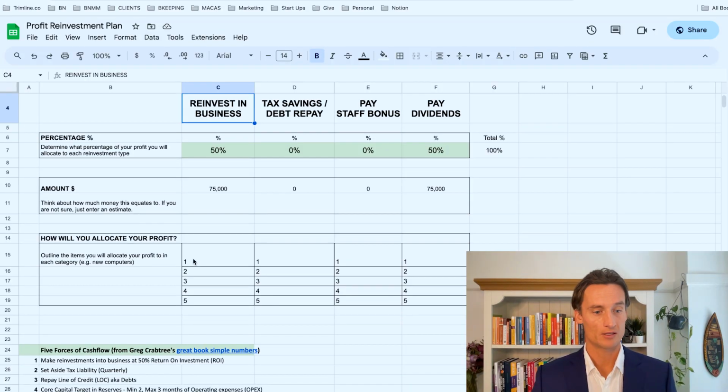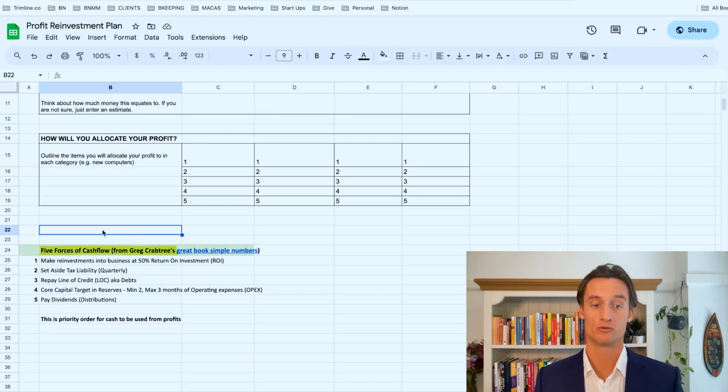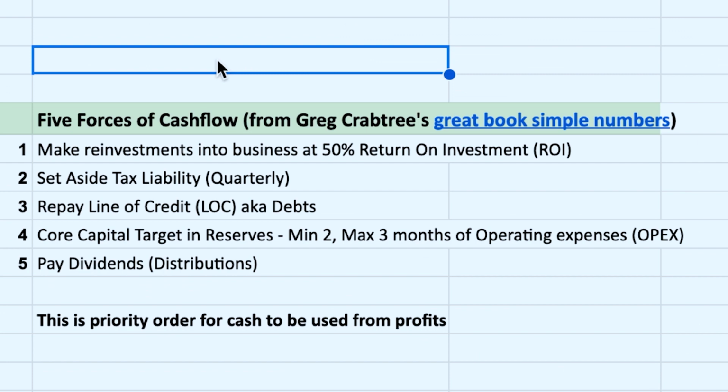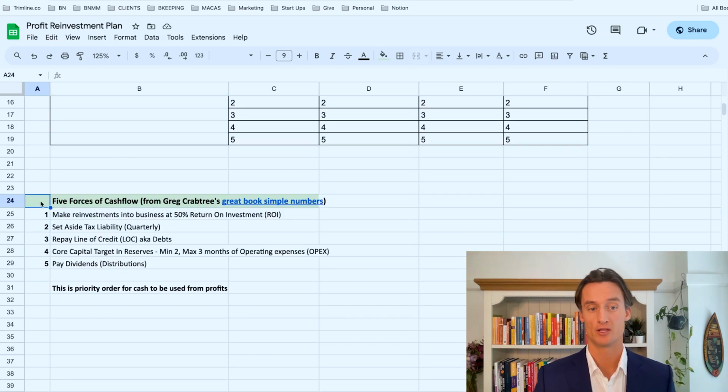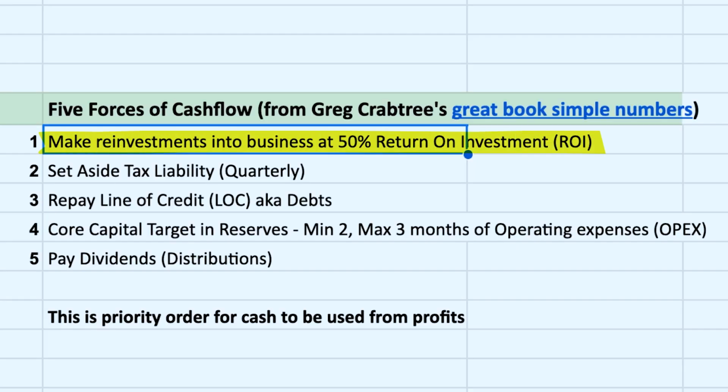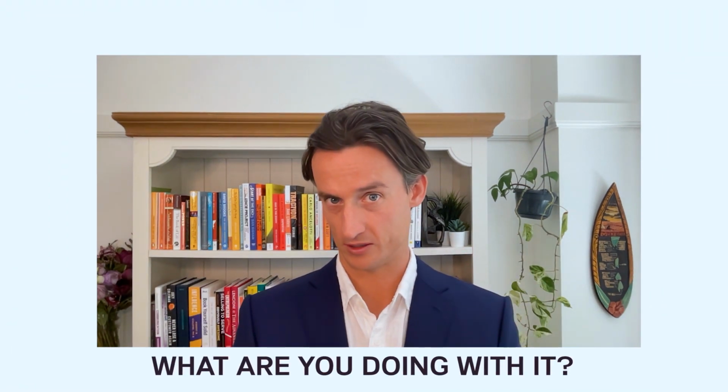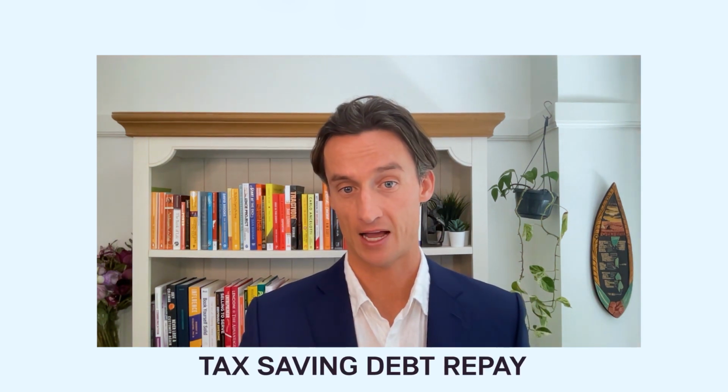Finally, I want to recommend a really great book from Greg Crabtree called Simple Numbers. And here are some 5 forces of cash flow that he recommends that I think is really solid advice and you should think about as well. So this is making reinvestments into the business at 50% return on investment. So that's thinking about being an investor in your own business. For all those leftover profits, what are you doing with it to get a return in the future? Setting aside some for your tax liability. So that's the tax savings debt repay.